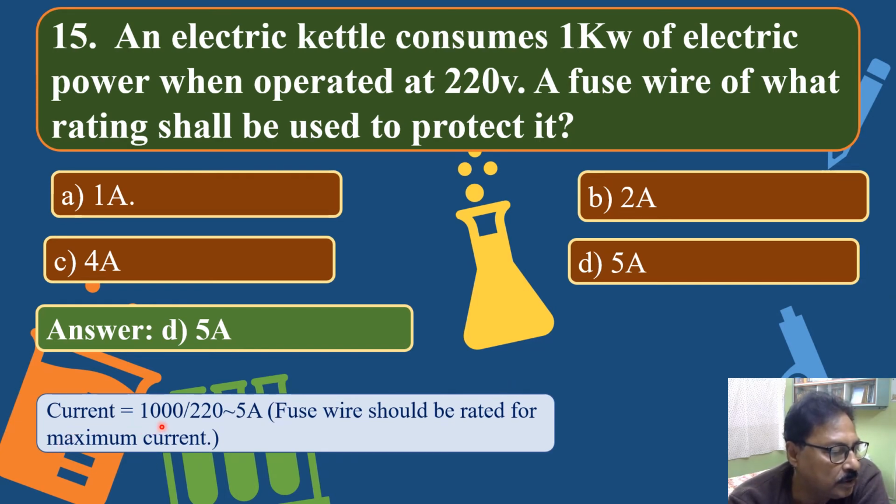Current is equal to 1000 watt divided by 220 volt. 1000 divided by 220 is about 5 amps. Fuse wire should be rated for maximum current.